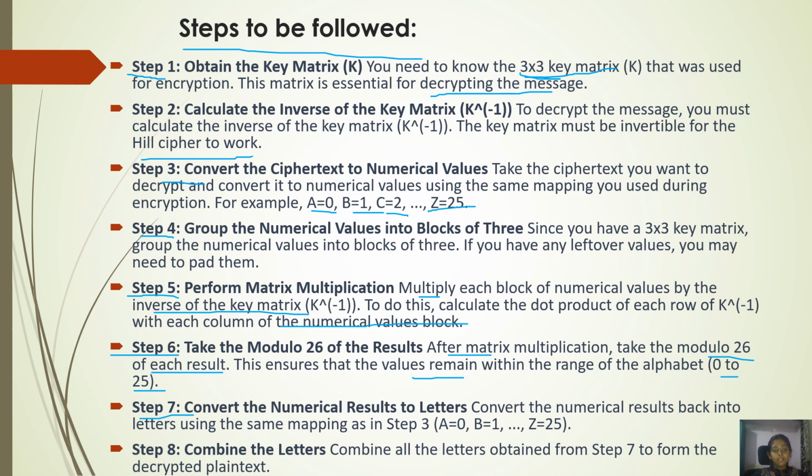Step 7: convert the numerical results to letters. Convert the numerical results back into letters using the same mapping as in step 3, that is A equals 0, B equals 1, and similarly for the others till Z equals 25. Step 8: combine the letters. Combine all the letters obtained from step 7 to form the decrypted plain text. So these are the steps to be followed.